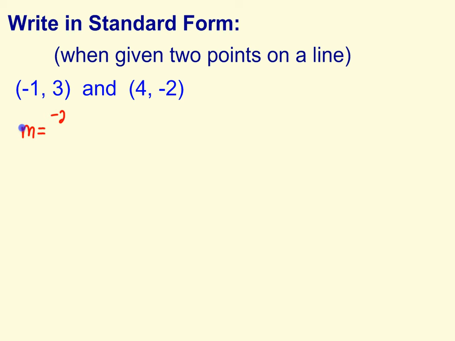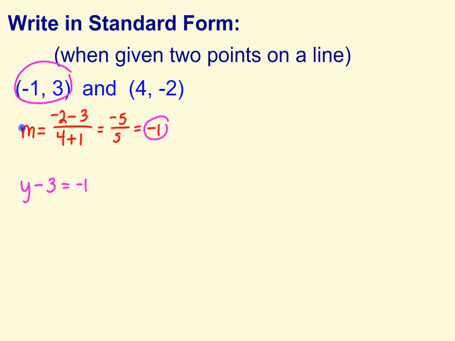So we'll do y2 minus y1 over x2 minus x1. We get a negative 5 over 5, negative 1. So now that you have a slope, we start writing the equation. We're going to take our slope and our first point, and we're going to write an equation in point-slope form. So we'll do y minus 3 equals negative 1 times x plus 1.